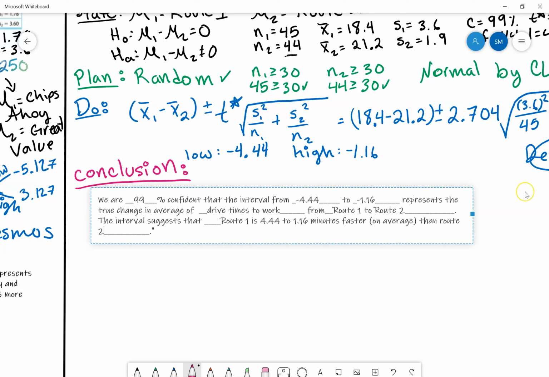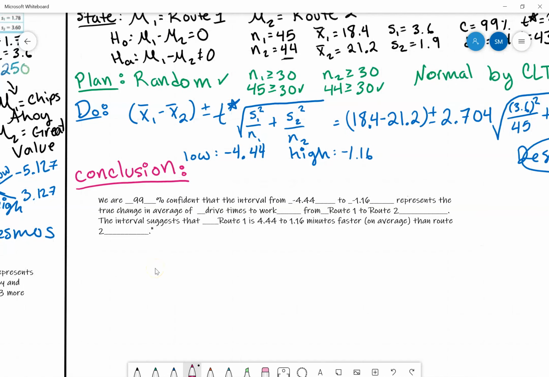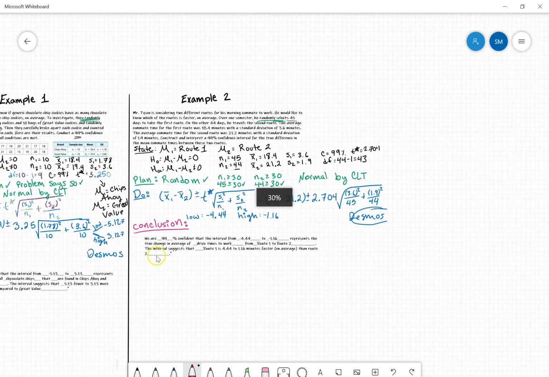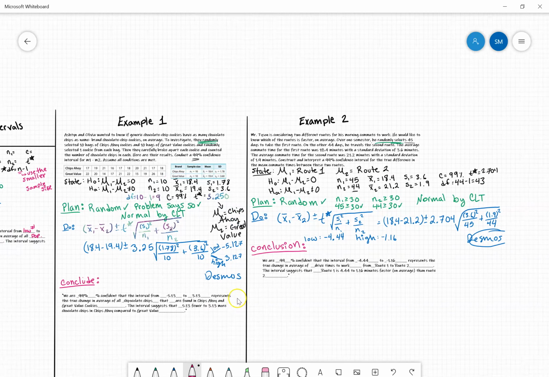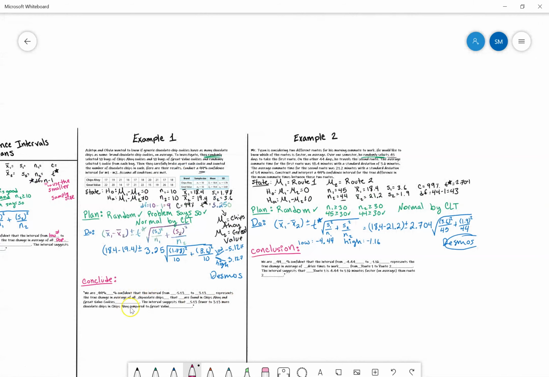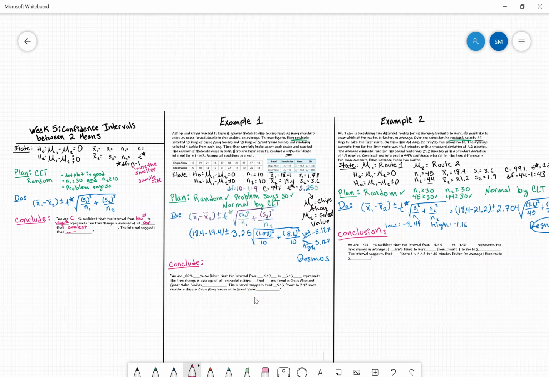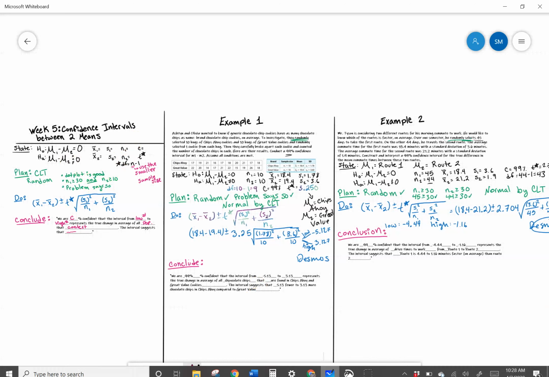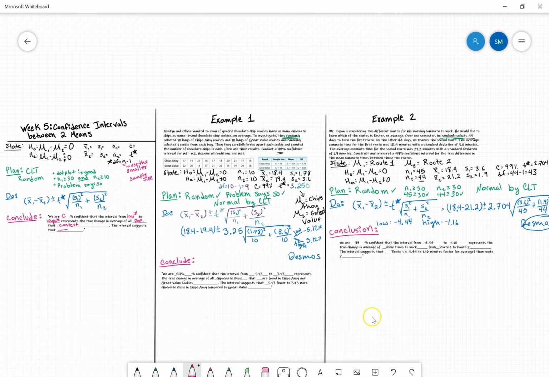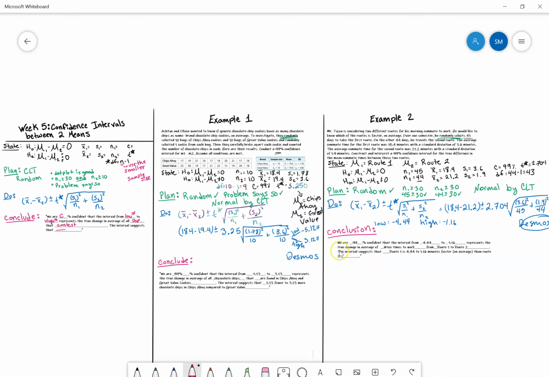Okay, and there we have our problems. If you look at all of them, it's the same step for everything. So you start with your state, your plan, your do, your conclude. They are nicely color-coded so that we can see them side by side, how every single time we do the same stuff, just different numbers, putting different things into the formula.